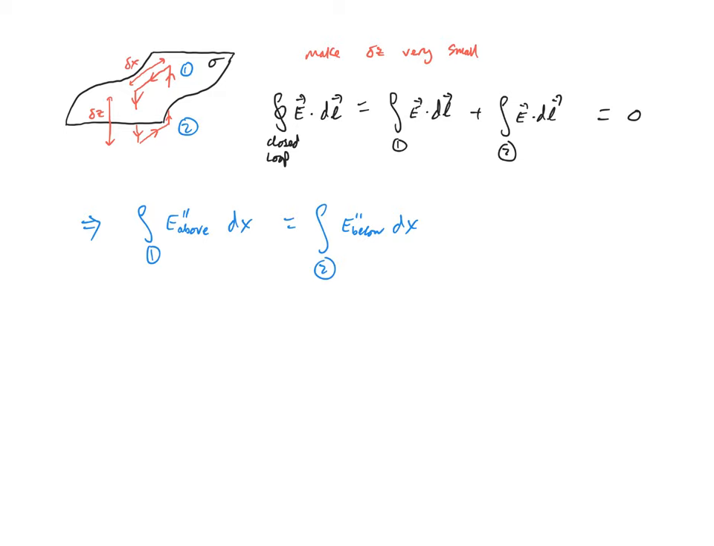So this applies for any delta x, any path that we take, and therefore that implies that the electric field itself above the plane is equal to the electric field itself below the plane. So there's no discontinuity in the parallel component of the electric field, but there is a discontinuity in the perpendicular component of the electric field across a charged plane.